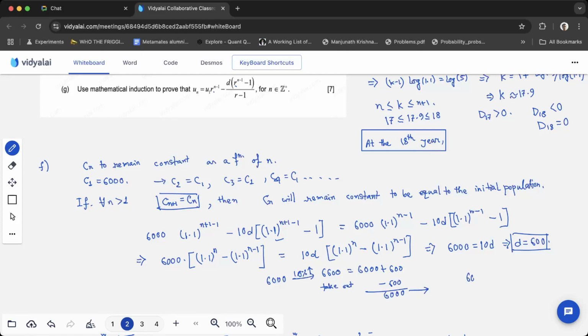You start with 6,000. There is a reproductive process that increases it by 10%. So the multiplication factor is 1.1. You get 6,600. But then you again remove 600 trout fish, maybe the older ones. You get back 6,000. So this loop will keep continuing as the years pass by.